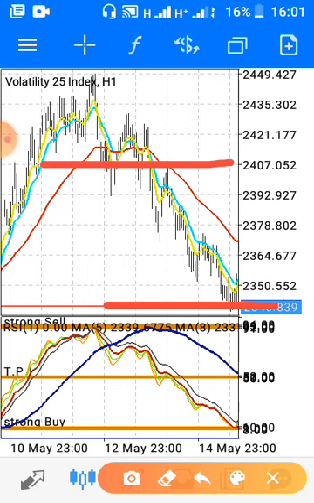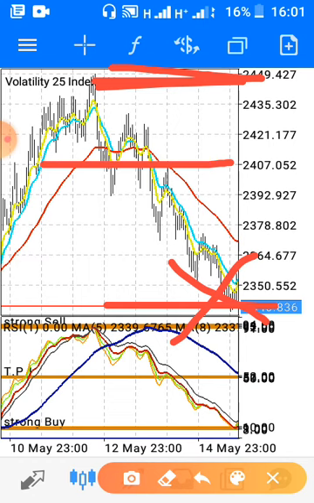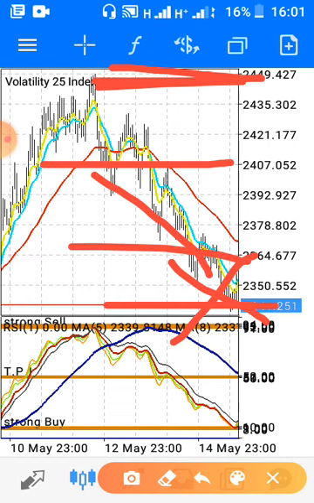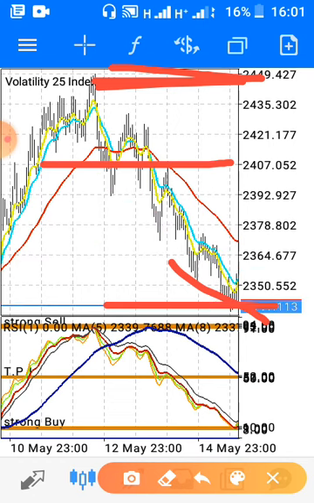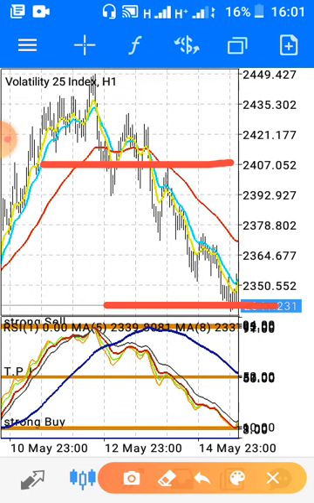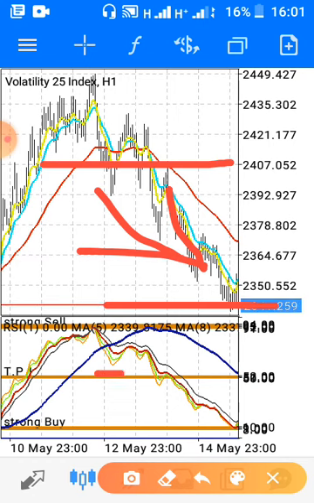Our stop loss would have been somewhere above there, according to our support or resistance levels. Then our take profit would be there. All of that from there to there is our profit. We exit the market at take profit 1 or 50, as you can see.